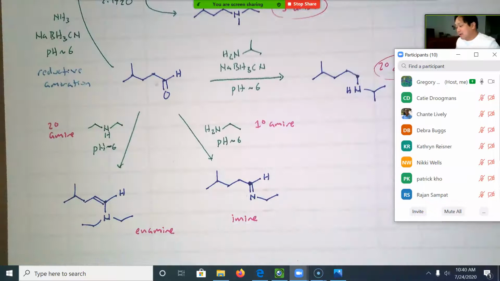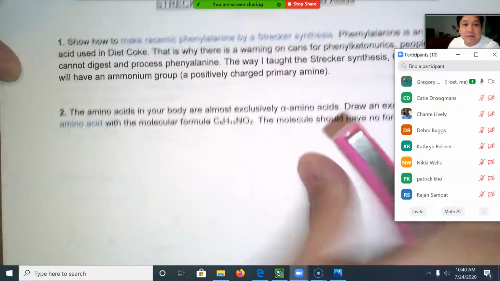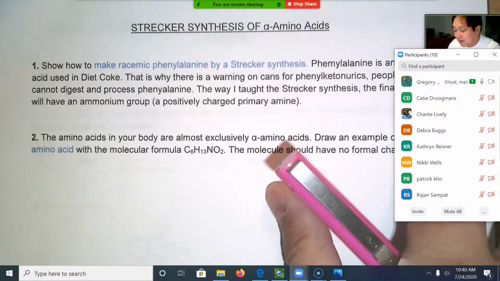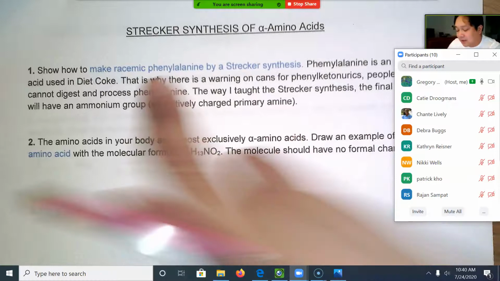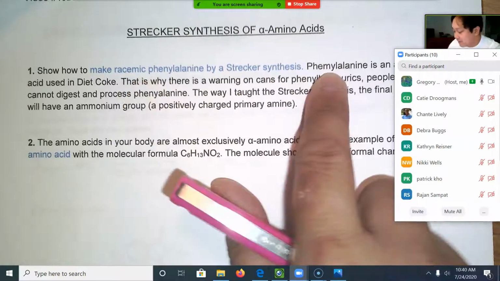That problem is right here. Show how to make racemic phenylalanine by the Strecker synthesis. I did mention that you're making racemic amino acids on the video. That is misspelled, unfortunately.